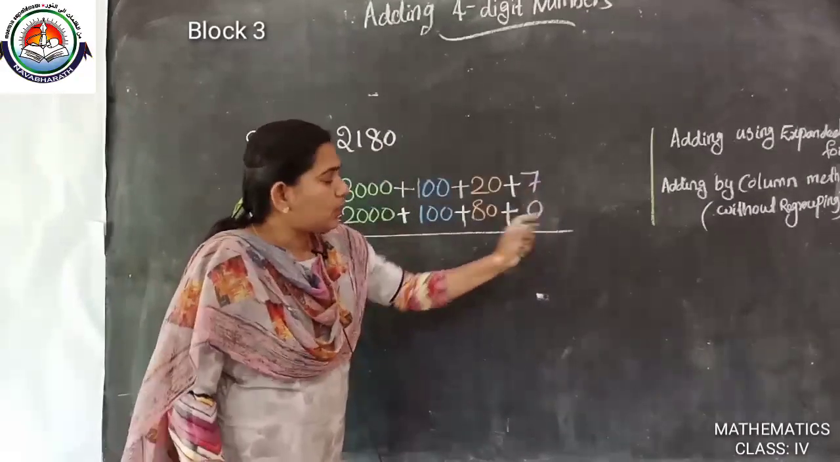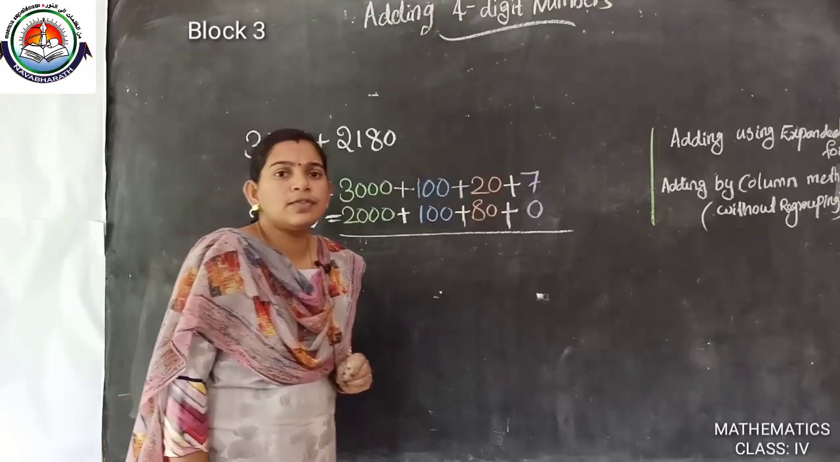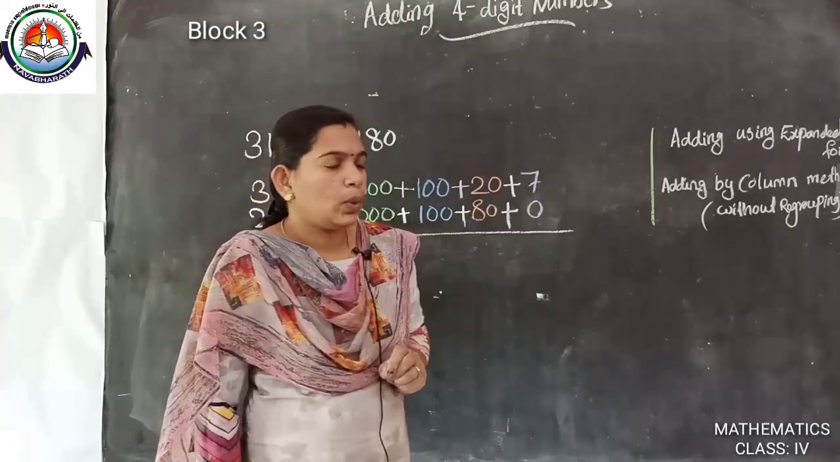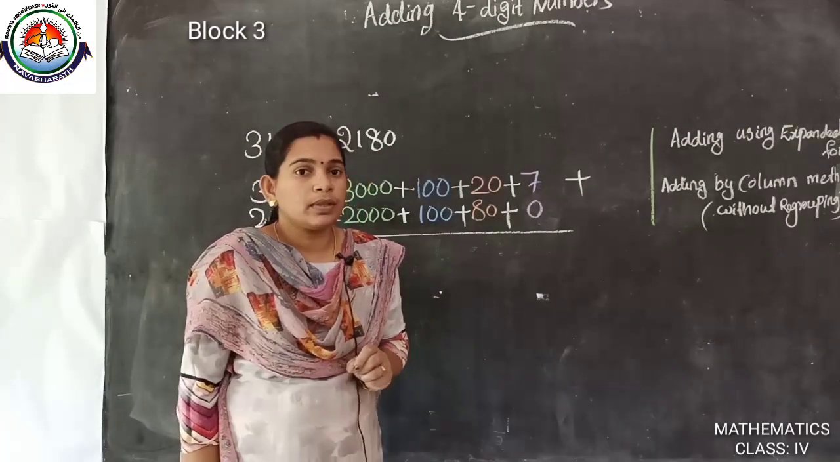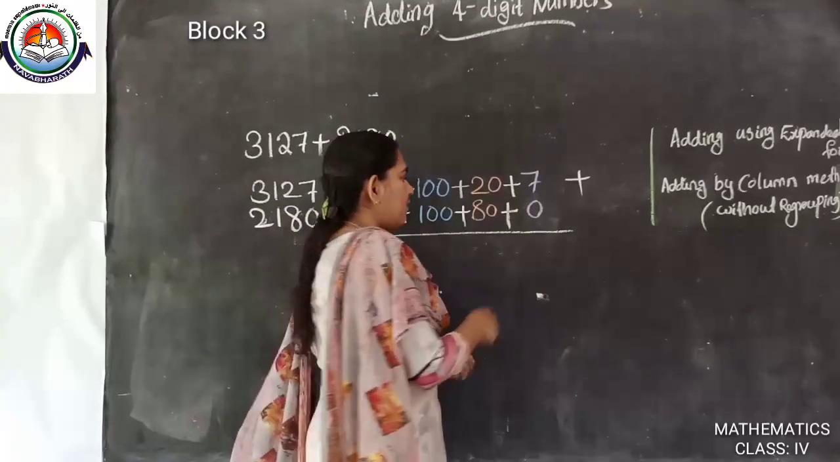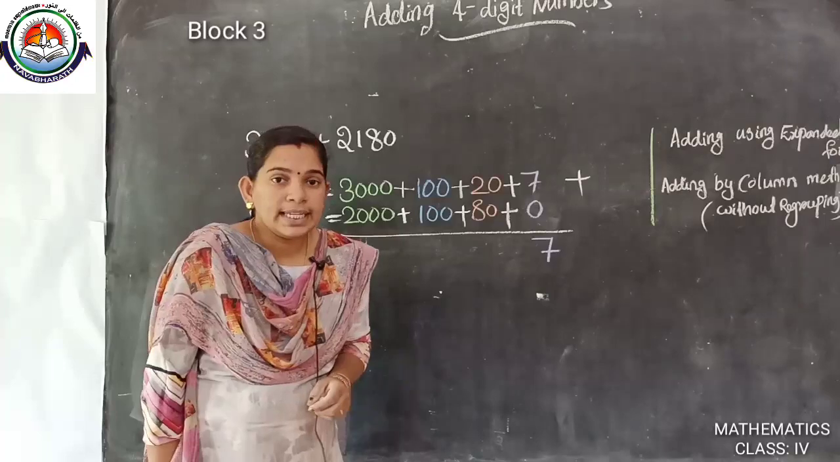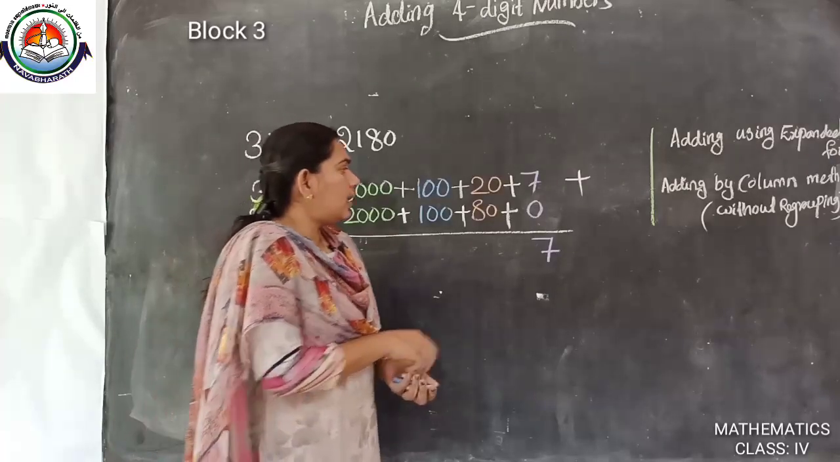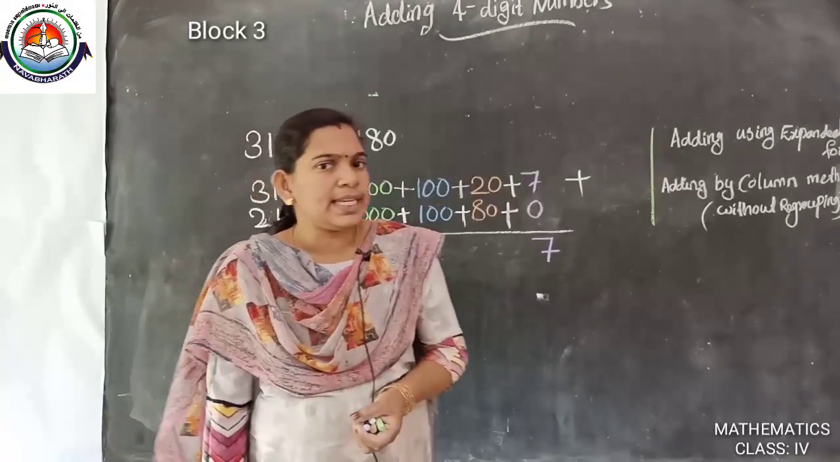In ones place, you look here, 7 and 0. What is the value of 7 plus 0? Here addition is there, so we are adding. 7 plus 0, what is that? Very good, 7. So we are writing 7 here. Then 20 plus 80. What is the value of 20 plus 80?